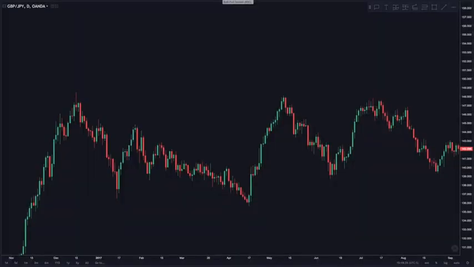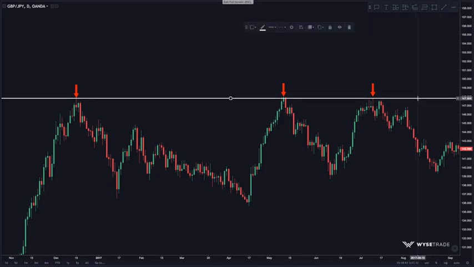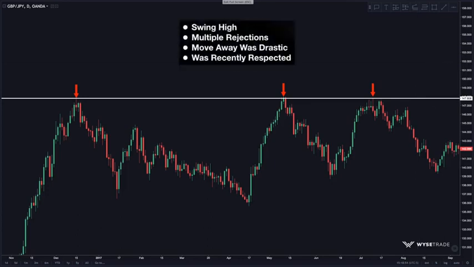So here we have the pound-yen pair. The first place my eyes go is to the top area, where I notice 3 rejections. So I draw in a line to signal to myself that this is an area of resistance. Now, in reference to the list we previously provided, this area satisfies 4 of the 5 criteria to make this a good resistance level.